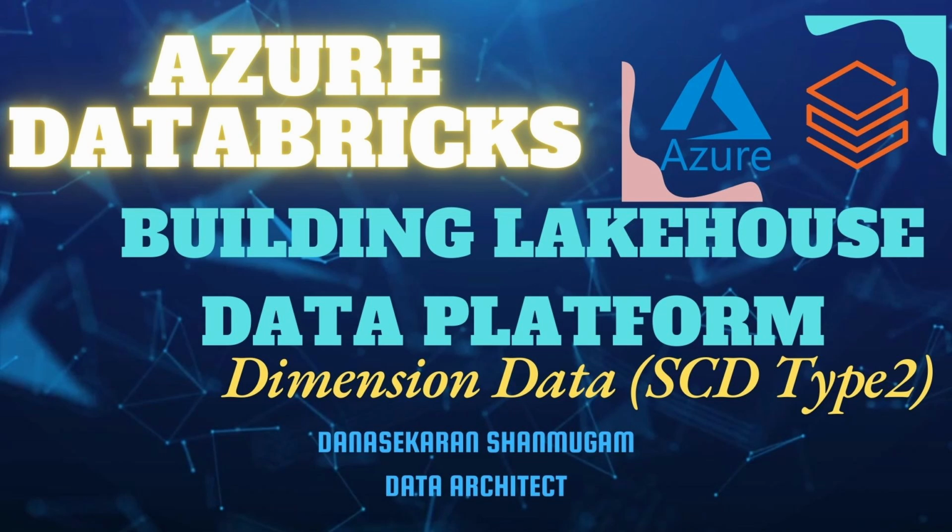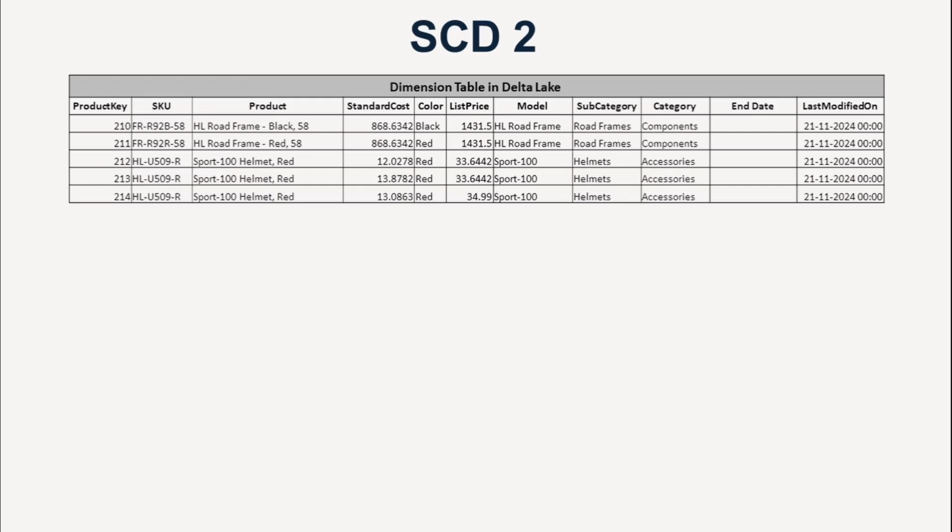In today's session, we are going to ingest the dimension data and we are going to implement the SCD Type 2 while ingesting the dimension data. When we ingest the fact data, we need to take care of the change data. But when we ingest the dimension data, we need to maintain the history. What was the previous record information? What is the new record we received?